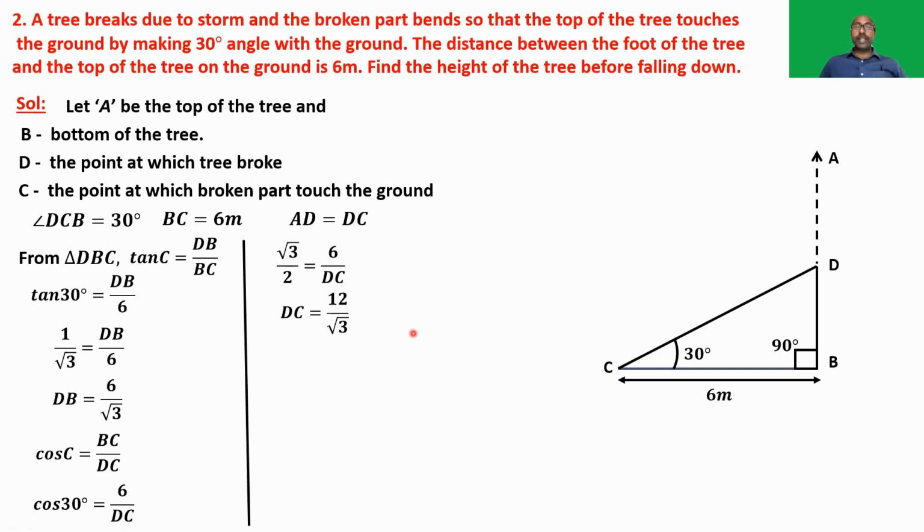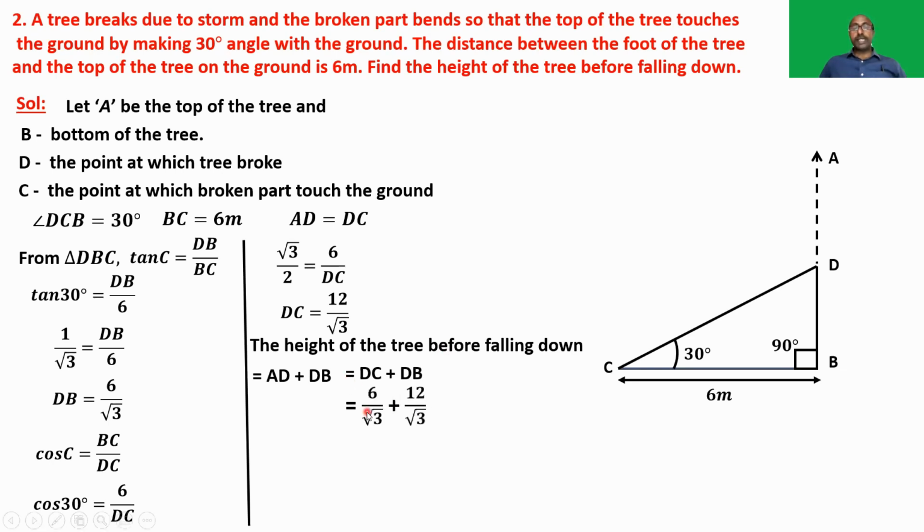Now the height of the tree is AD plus DB. Okay. But AD is already equal to DC. So this one is equal to DC plus DB. Now DC is equal to 12 by root 3 plus DB is equal to 6 by root 3. Now sum of these two is equal to 18 by root 3. So as we have the denominator as root 3, write 18 in multiples of 3. That is 6 into 3.